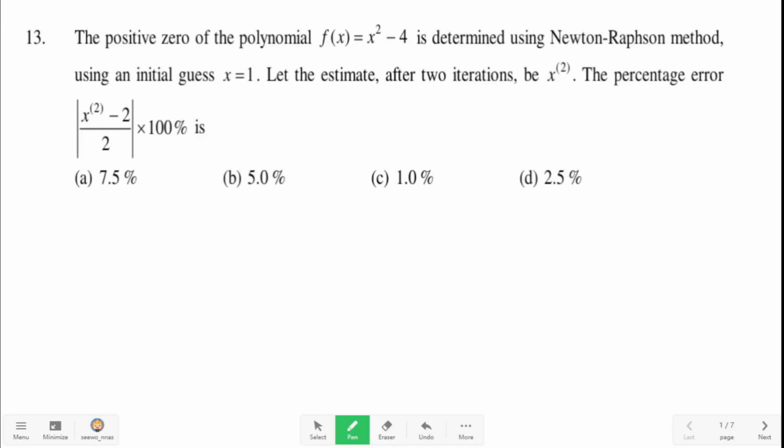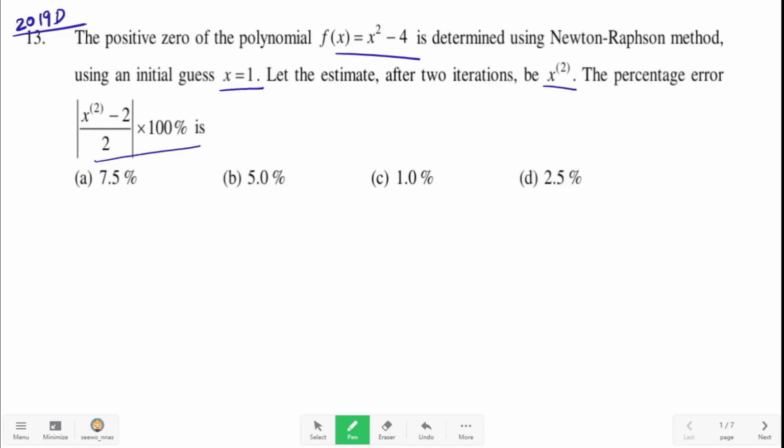In this session, let us solve a question from CSIR NET December 2019. The question is from the Newton-Raphson method. The positive zero of the polynomial f(x) = x² − 4 is determined using the Newton-Raphson method using an initial guess x = 1. Let the estimate after 2 iterations be x2. The percentage error |(x2 − 2)/2| × 100% is.